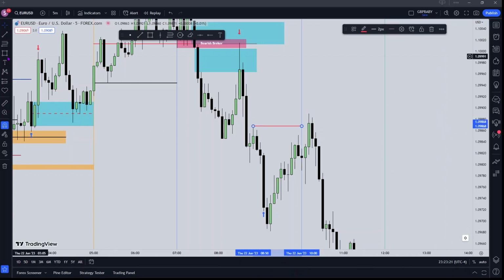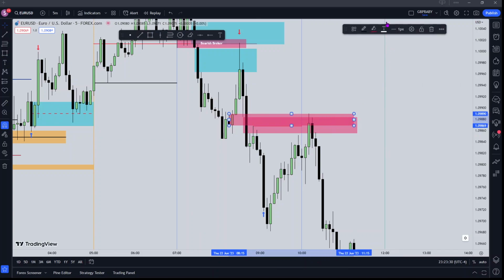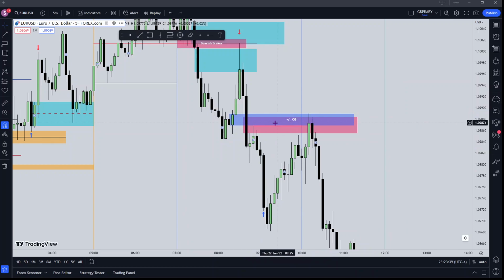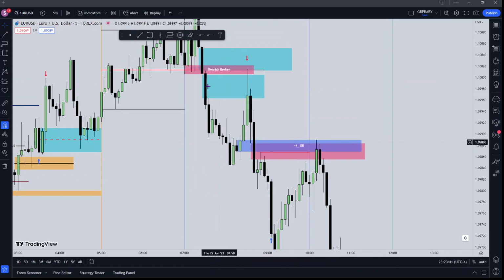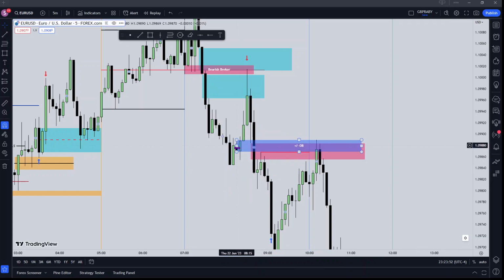We have a turtle sweep here, fair value gap, at a bullish turn, bearish order block, with a lot of selling weight behind it. That's one thing to consider in this condition: the fact that there's so much selling pressure behind this move.